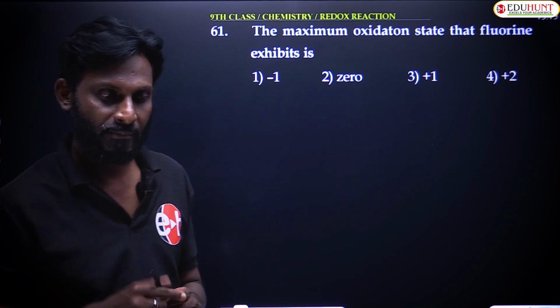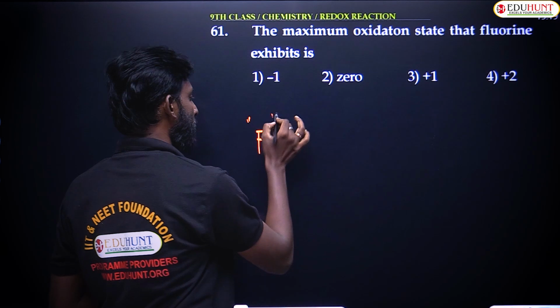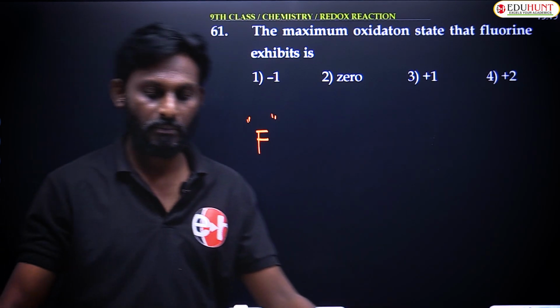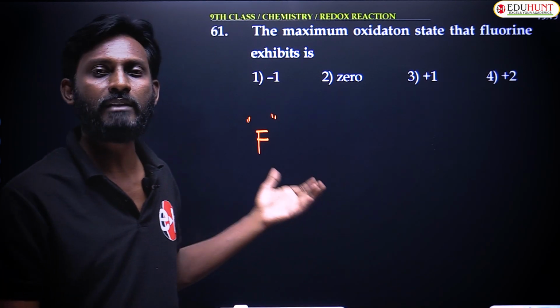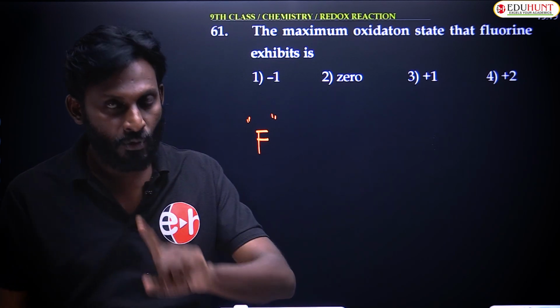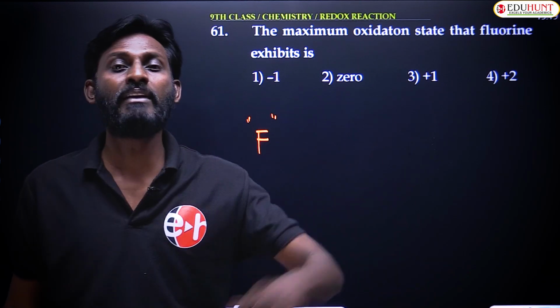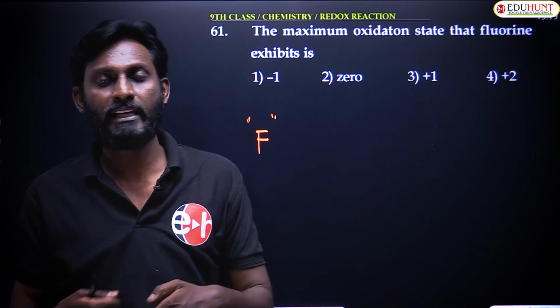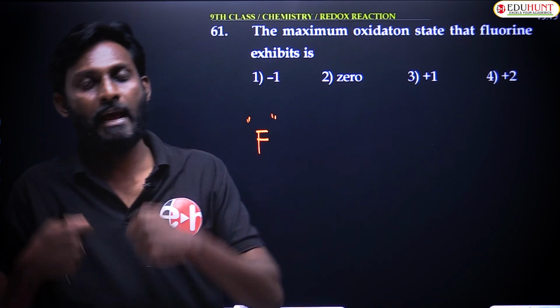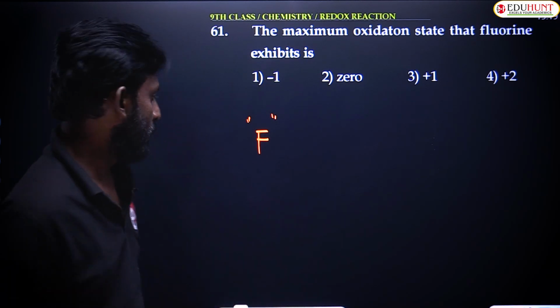That means fluorine is the most electronegative element in the entire periodic table. What does that mean? When fluorine bonds with any atom, fluorine will be in the state of gaining electrons. Fluorine will grab electrons, whether partially or fully.